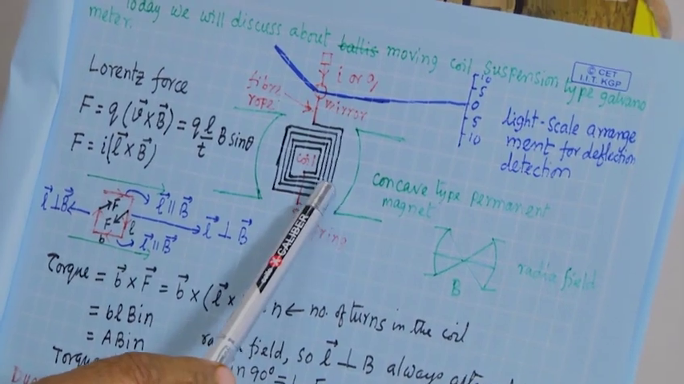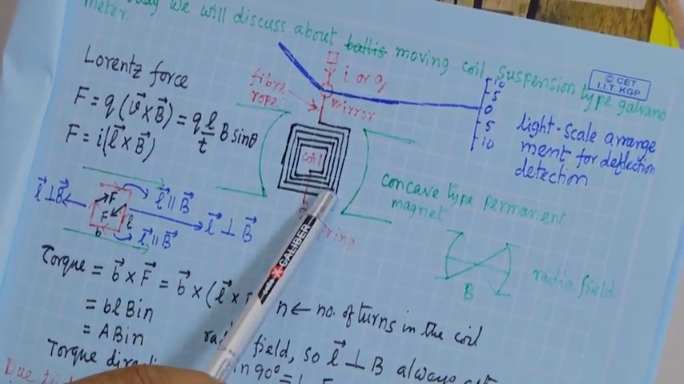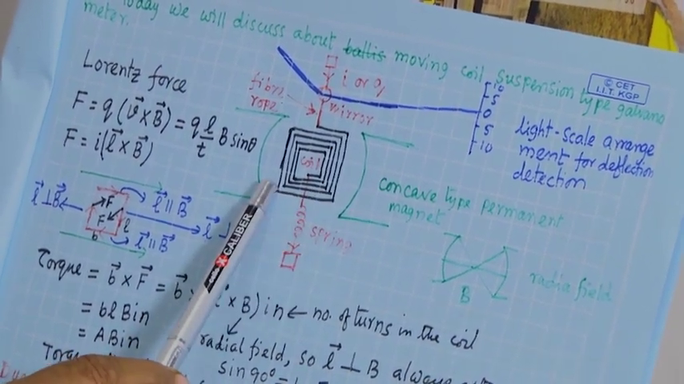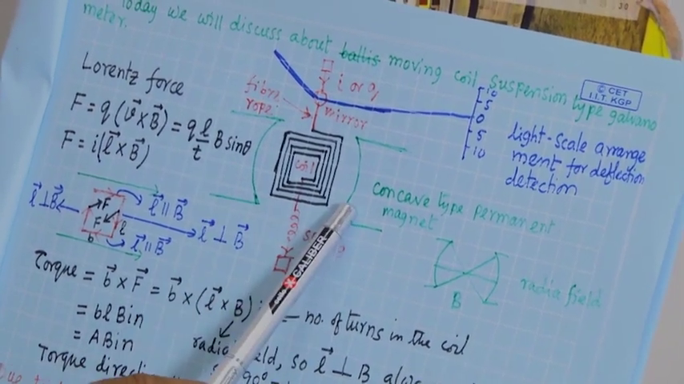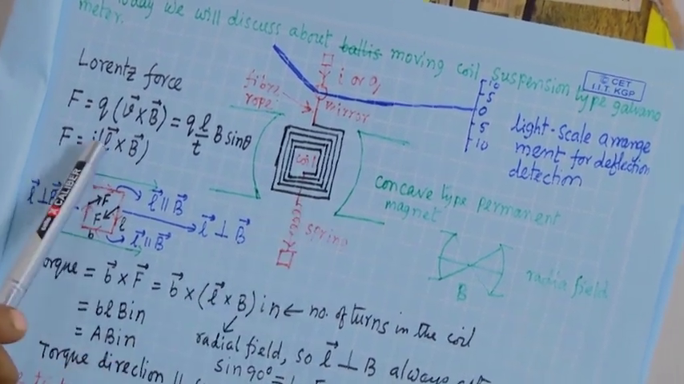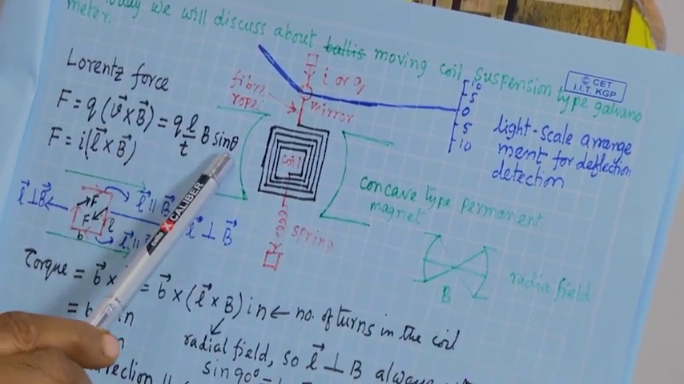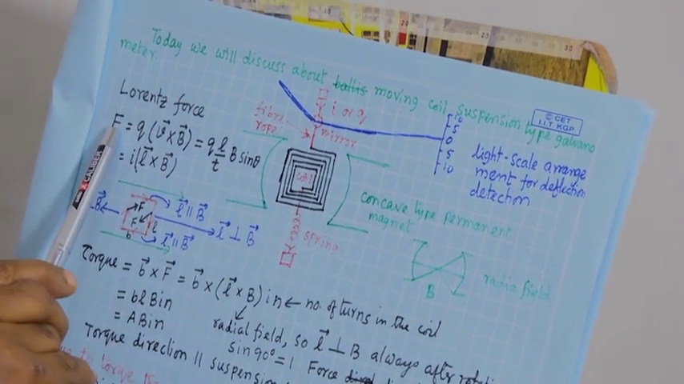Now when we consider this arm, this is the L direction, the current direction, cross B. B is also in this direction. So L and B are in the same direction, so theta is 0, and this force is 0.